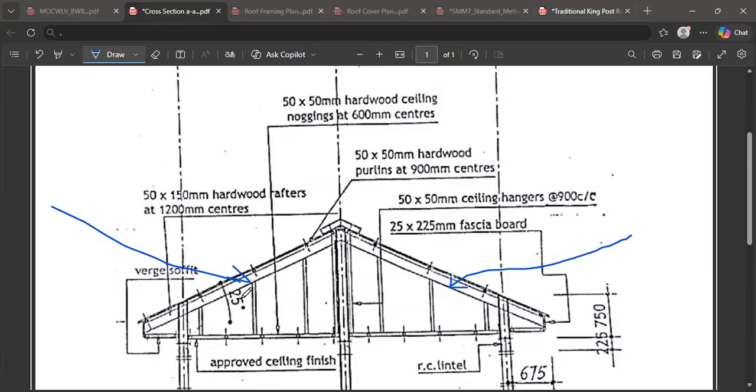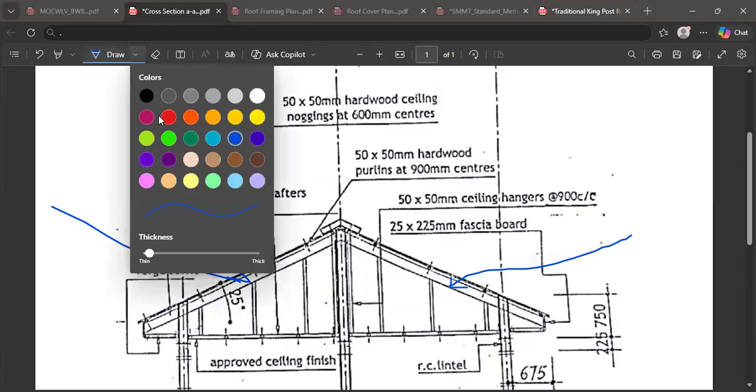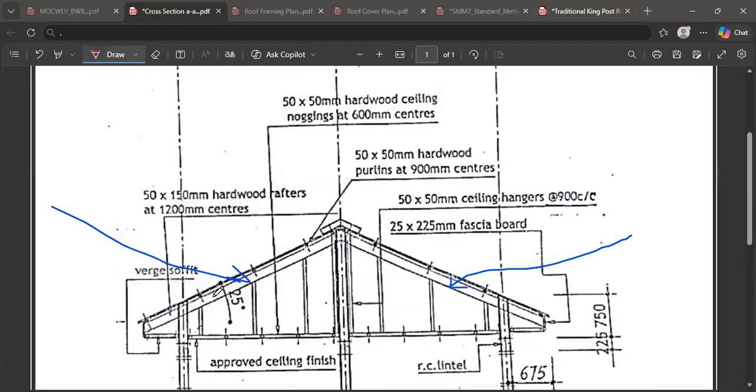And it is pitched at an angle of what? 25 degrees. Can you see the 25 degrees? It's very important, and we call it the pitch of the roof. So if you hear pitch, you should know they are talking about the angle at which the roof slopes. Because if you don't give it a slope, when rain falls, the rain cannot run off.